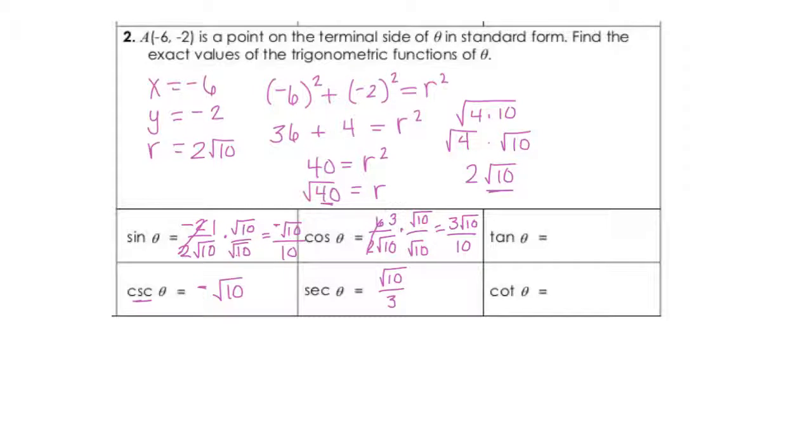And then finally, looking at tangent, that's going to be y over x. So that's going to be negative 2 over negative 6. So that's going to give us 1/3. So cotangent is 3.